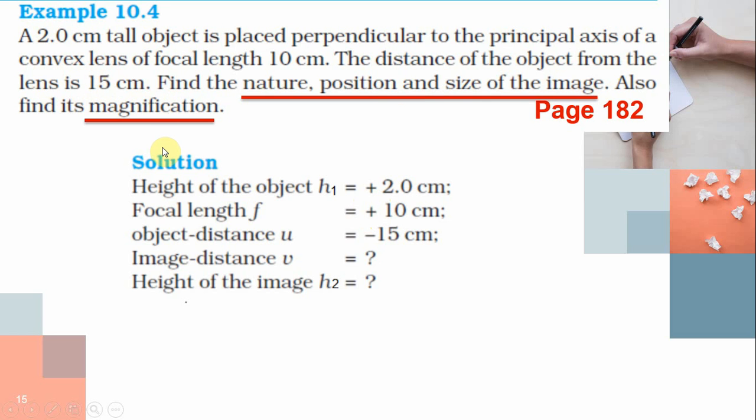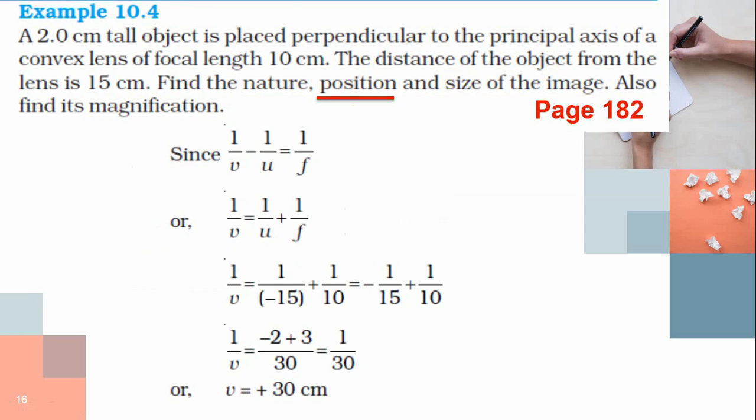The distance of the object from the lens is 15 cm, so u is equal to 15, but the object is placed on the left side of the lens, so we use a minus sign. So u is equal to minus 15 cm. We need to find the nature, position and size of the image. So the image distance v we need to find out, and the height of the image h2 also we have to find out.